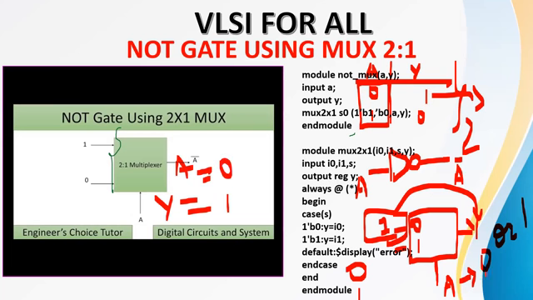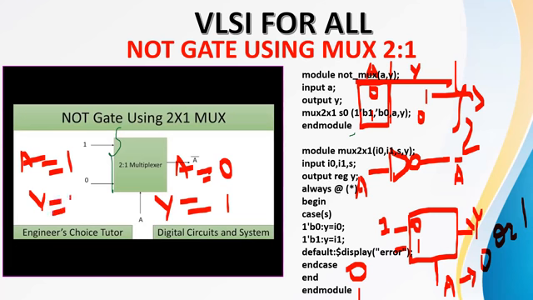And whenever A is 1, what should happen? Y should get 0. The output of Y should be explained through this.